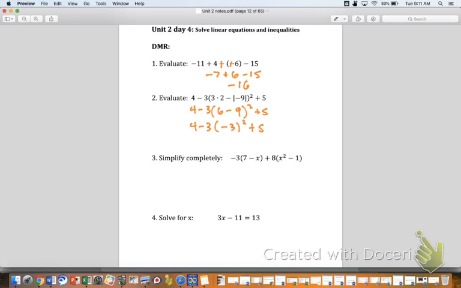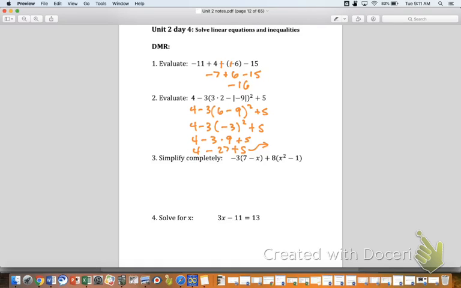Look at what you have, look at what I have, and see if there are any questions as we go through this. The next thing is I've got to do my exponents. Negative 3 in the parentheses squared is 9. So 3 times 9, plus 5. I'm down to my multiplication step. 3 times 9 is 27. So it would be 4 minus 27 plus 5.